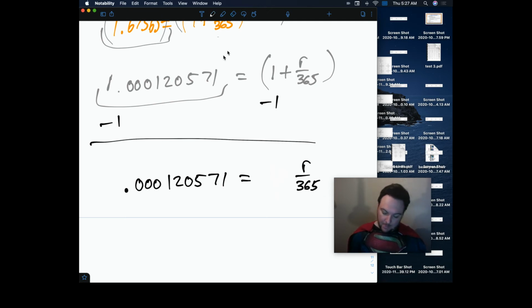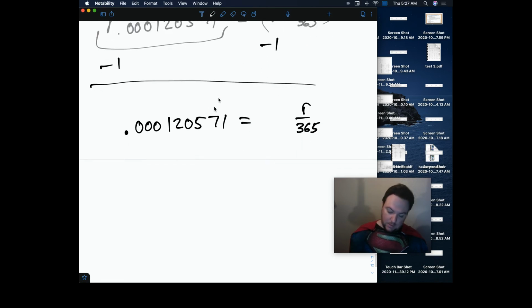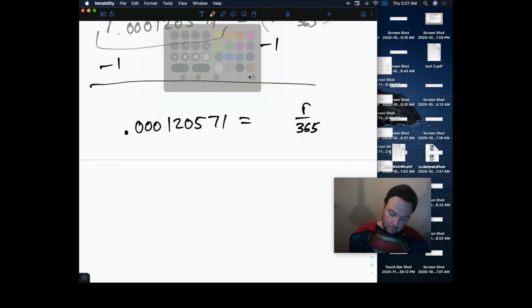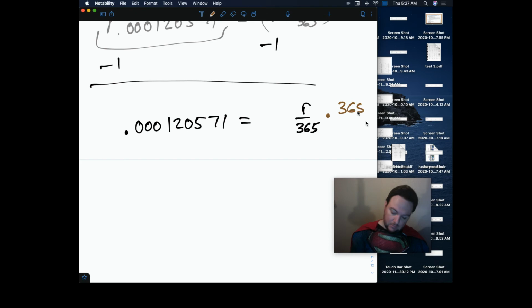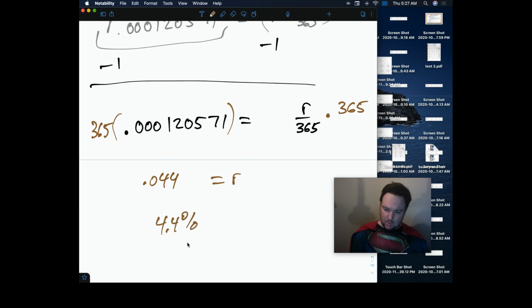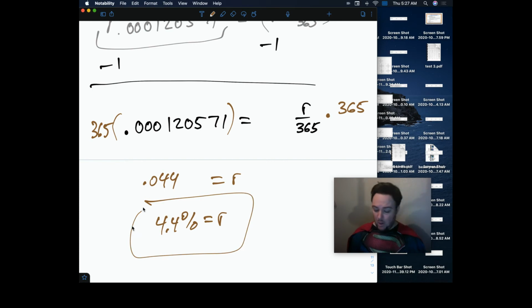And we get that. Okay. And then to finish this off, just multiply by 365. And this gets you 0.044, which is r, which means that r is roughly 4.4%. And that is how they want you to write this out.